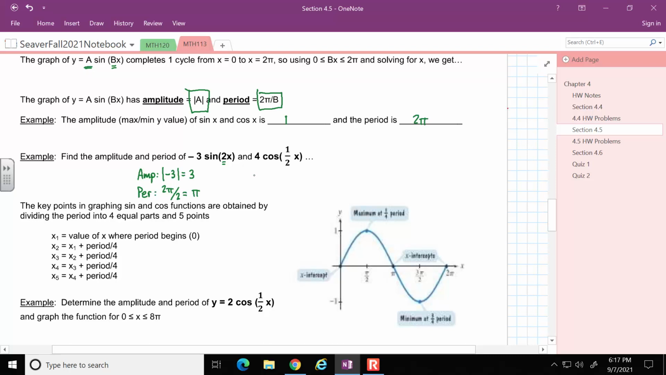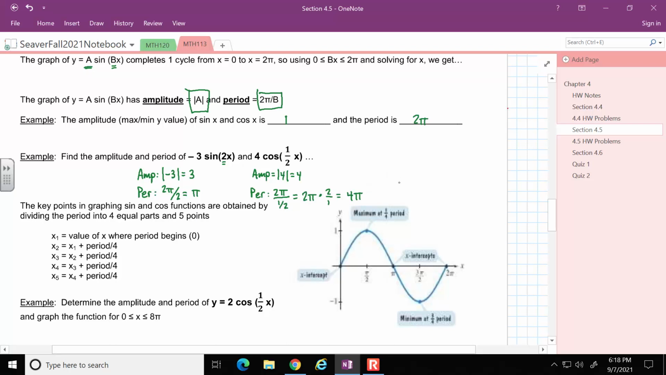For my other function here, I'd say, well, my amplitude is absolute value of 4, which is 4. The period, I would say, well, it's going to be 2 pi divided by 1/2. Well, I've got a fraction in the denominator, so that means it's going to be 2 pi times the reciprocal of 1/2, which is 2 over 1. So now my period is 4 pi.